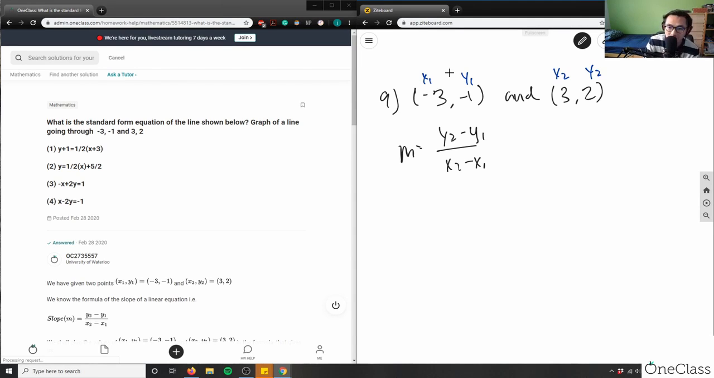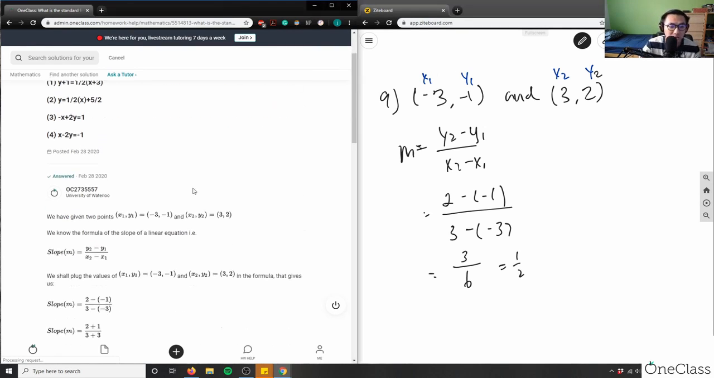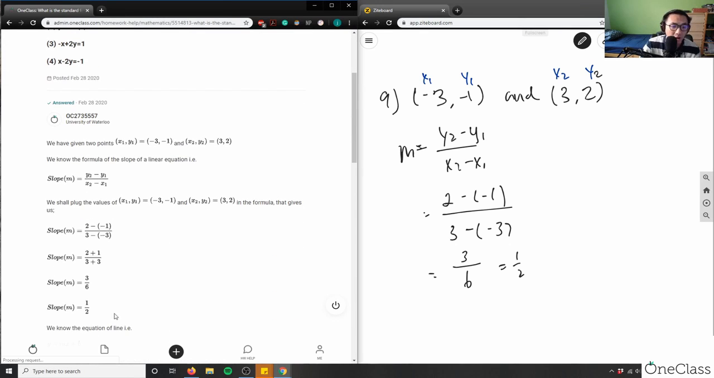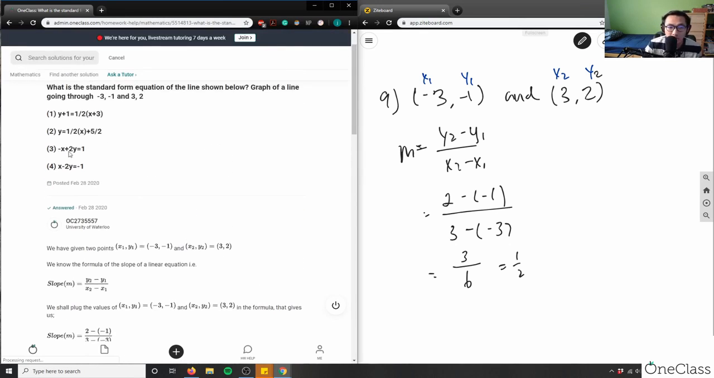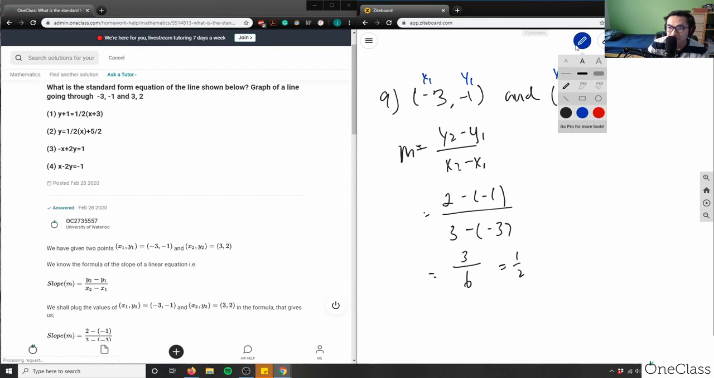So y2 would equal 2 minus y1, which is minus 1, over x2, which is 3 minus x1, which is -3, so minus minus 3, right? So 2 minus -1 is 3, and 3 minus -3 is 6, which means my slope here is half, right? So let's verify our solution here. Our slope is indeed half, which is good. And now let's look at all the options here. So they got the slope correct. I did as well. That's good.